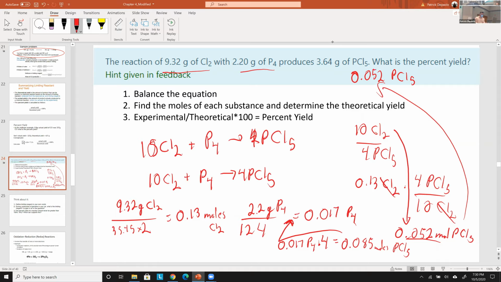Okay, so 0.052 moles of PCl5 times the molar mass of PCl5. Phosphorus, what did we say, was 31 plus 5 times 35.45. That gives me 208. 208 times 0.052 moles, which gives me 10.8 grams of PCl5. So that is the theoretical yield based on the limiting reactant.